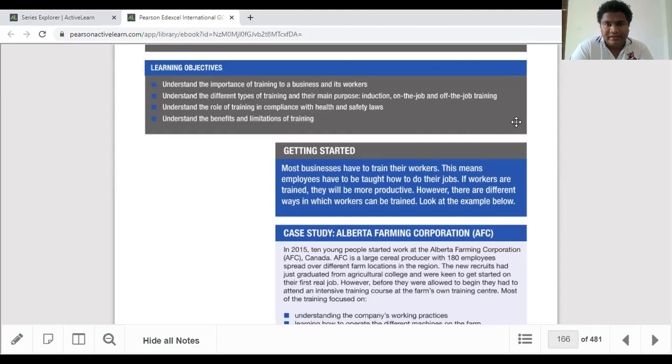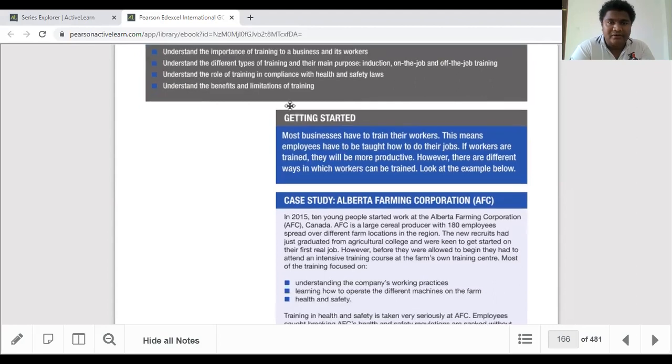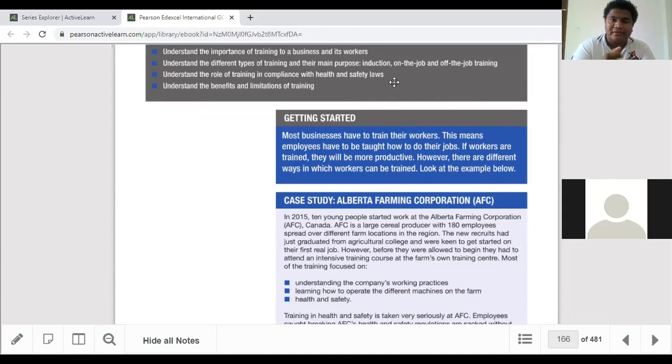This is important because of that. So you can talk about the role of training in compliance with the health and safety law. In other legislation also, we talk about recent employee legislations related to workers, like discrimination laws and everything. But here we are talking mainly about the health and safety legislation. Under that, training is mandatory. And at the end we are going to understand the limitations of training also.